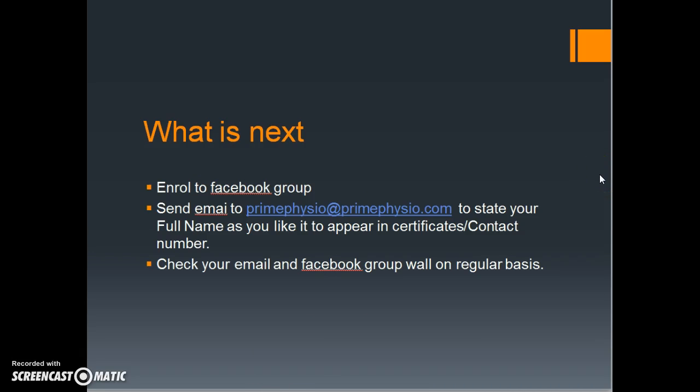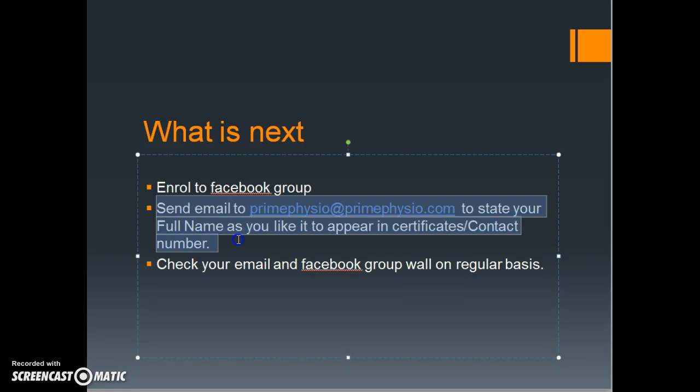You might also need to enroll in the Facebook group, which will be the main means of communication between the Prime Physio team and the participants. You also need to send an email to primephysio@primephysio.com. In this email, you have to write your full name as you would like it to appear in your certificate, and also send us a contact number just in case we need to get in touch with you at any time.